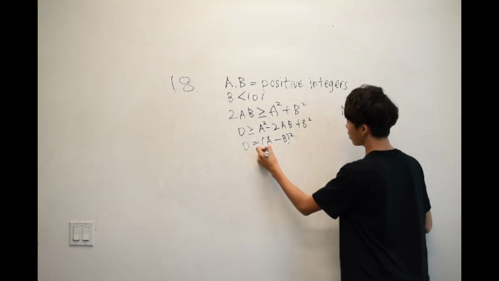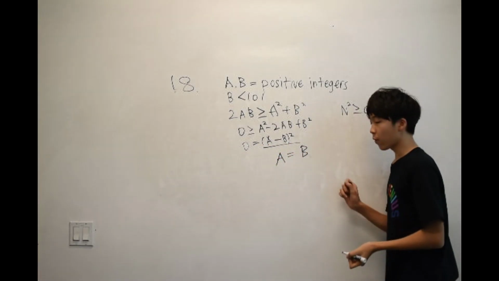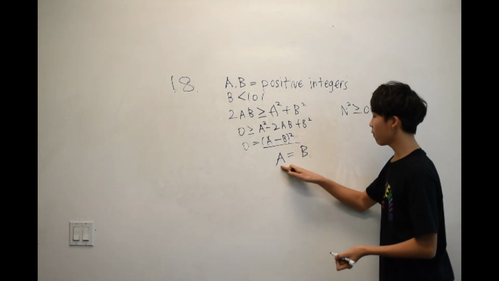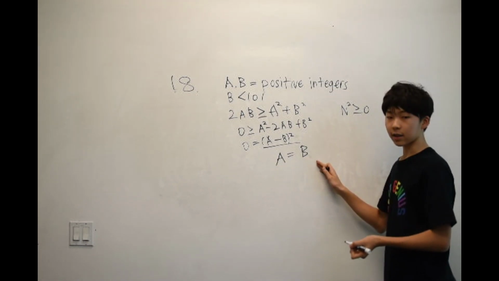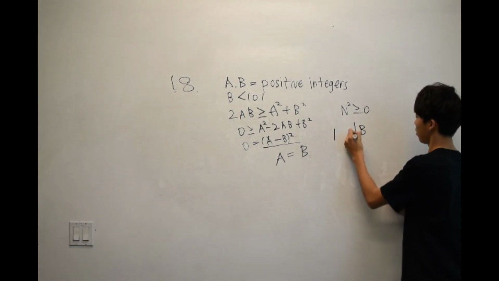The question has worded it weirdly, but it says which satisfy 2ab is greater than or equal to a squared plus b squared for a specific b. What they mean is that a should equal b. So for any b, there's only one value of a that satisfies the condition. So the answer is 1, which is b.